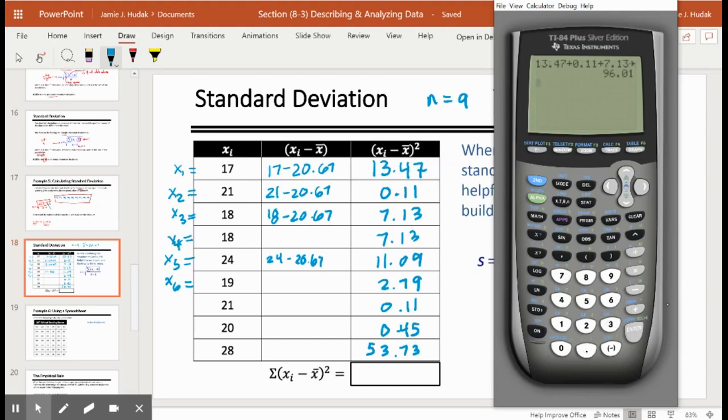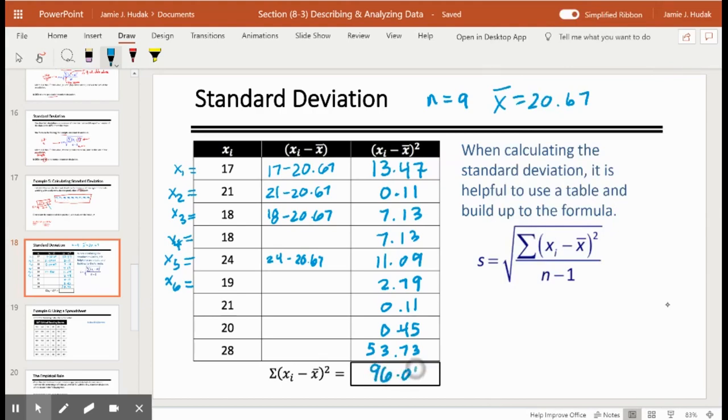And that gives us a sum of 96.01. And we see that is the sum of each x value minus the mean in parentheses squared. So each term squared, and then we sum each of these terms. And that's what the sigma is telling us to do. That means now we have the numerator of our standard deviation.